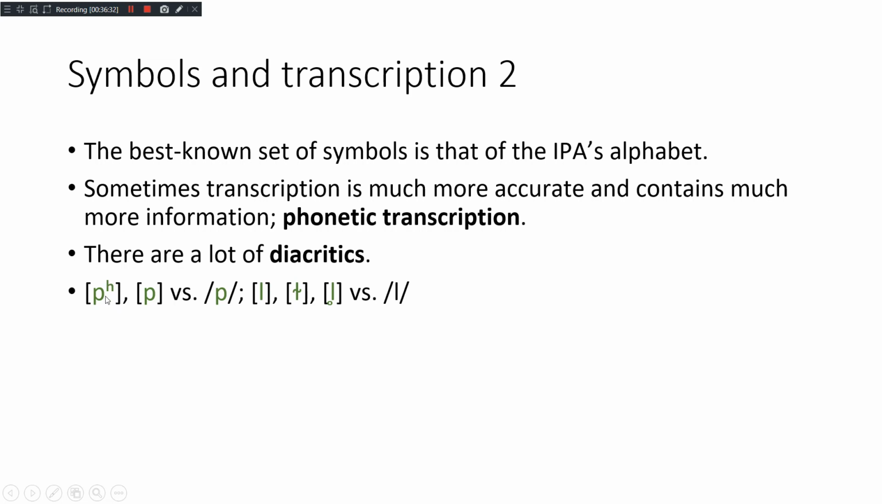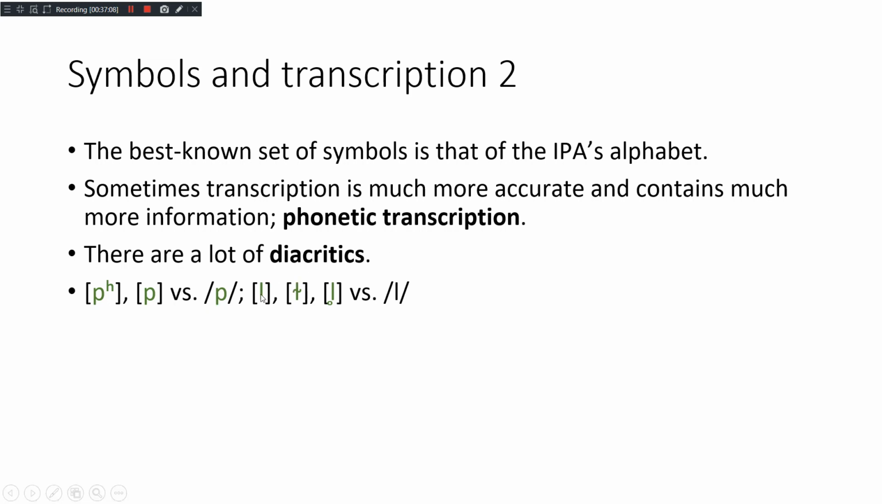For example, a small raised h represents aspiration. Therefore, a p followed by a small raised h means that that p is aspirated. But without the small h, the p is unaspirated. You see that phonetic transcription is used between square brackets, but phonemic transcription is used between slanted brackets.